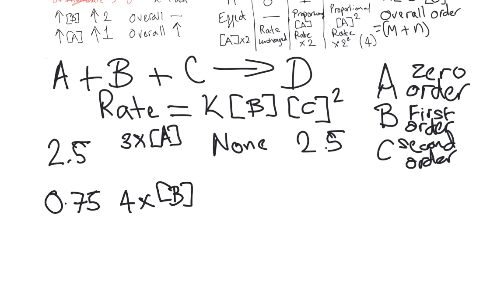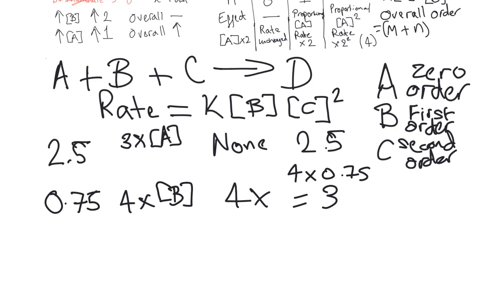Okay, so is B in the rate equation? Yes, it is. Is it to the power of anything? No, it's to the power of 1, so it's directly proportional. So if I increase B 4 times, remember K is constant and the C isn't changing. If I increase the concentration of B by 4 times, then the rate is going to increase by 4 times. So the new initial rate is going to be 4 times 0.75, which is 3. Again, it would be moles per decimeters cubed per second, but I'm not going to write those out now.